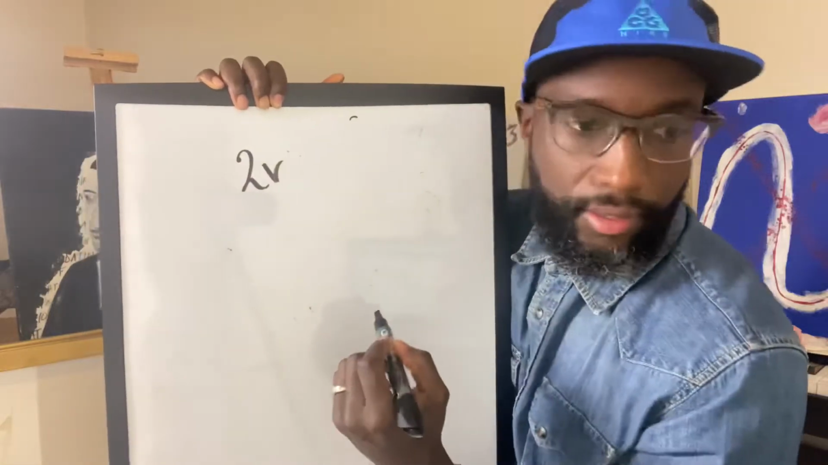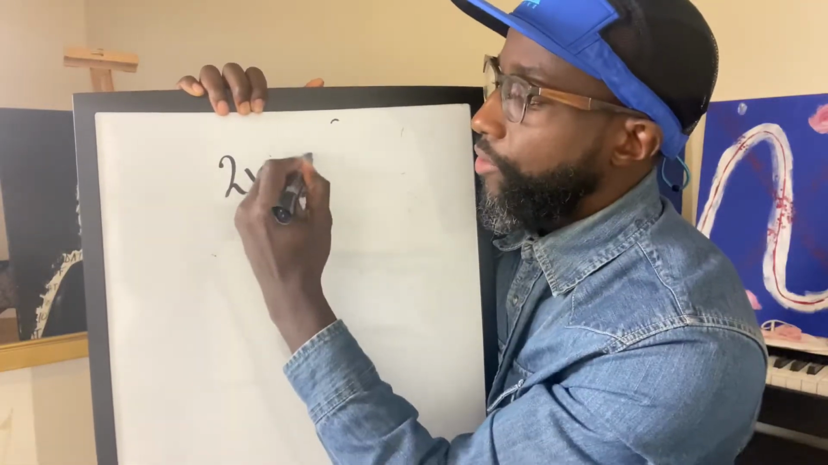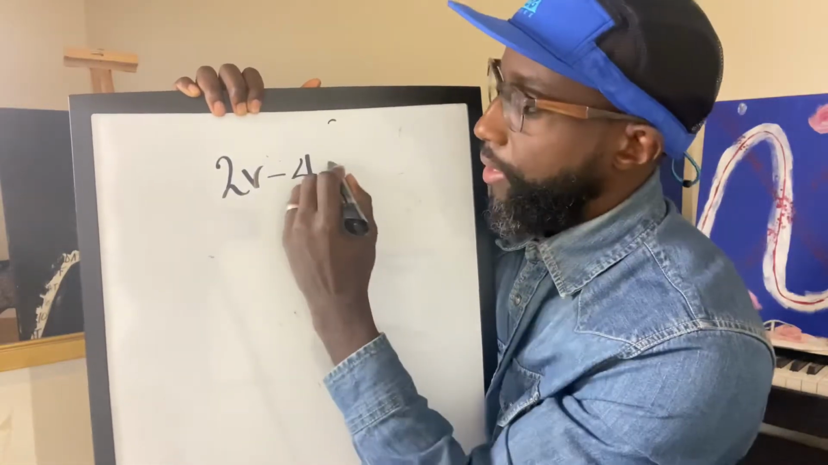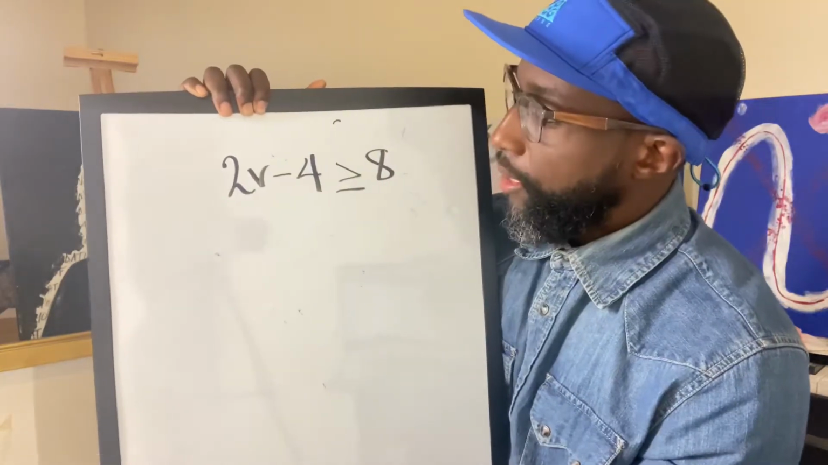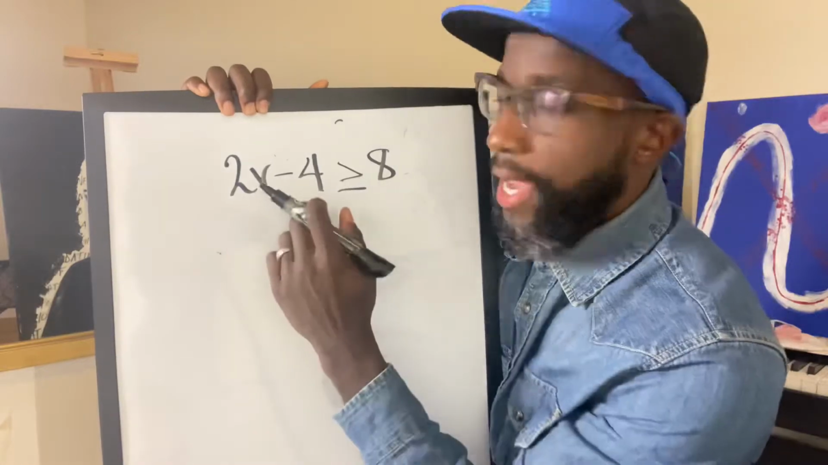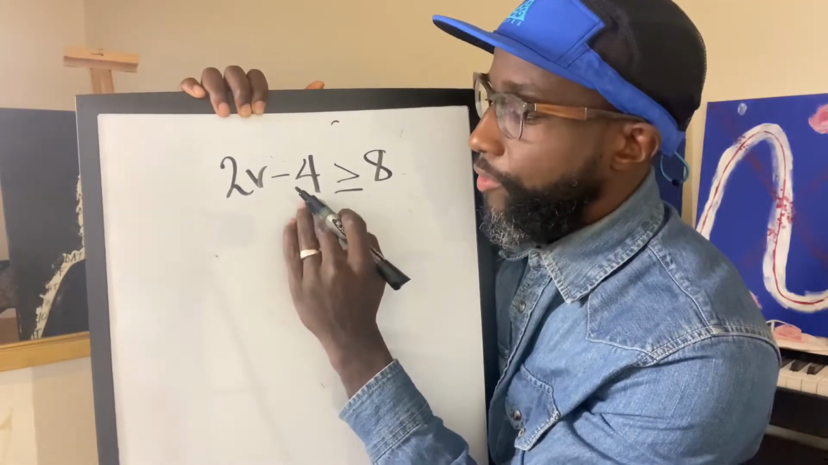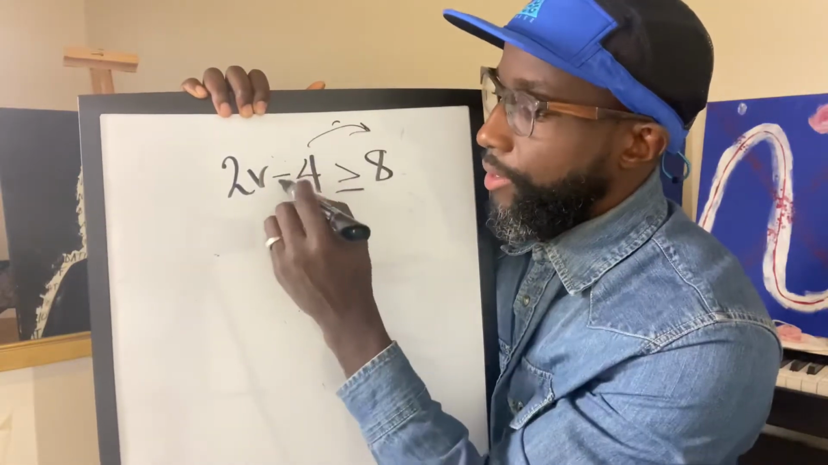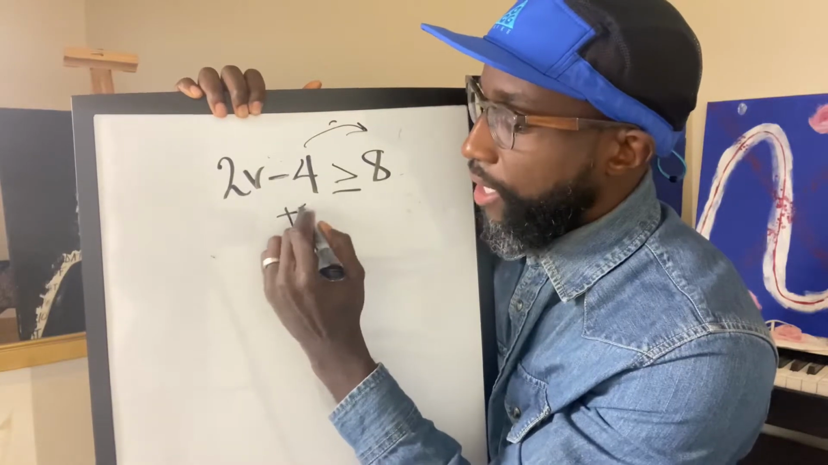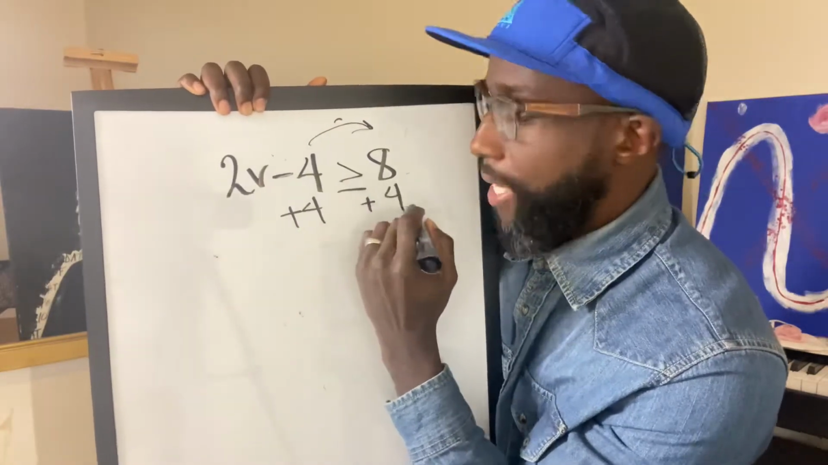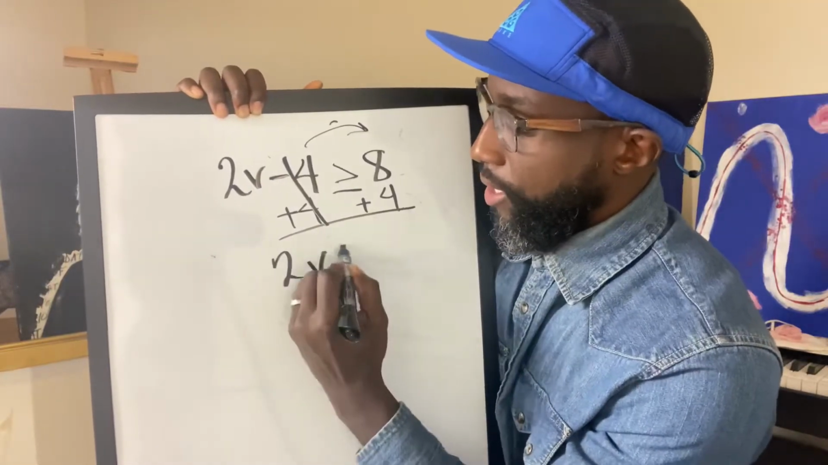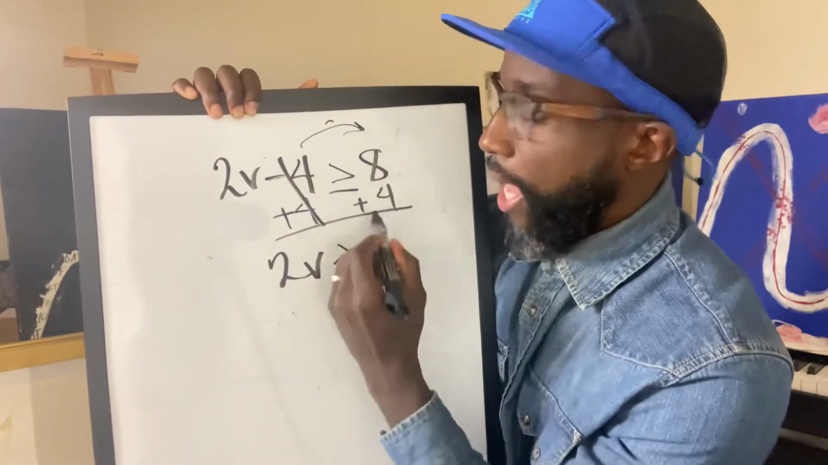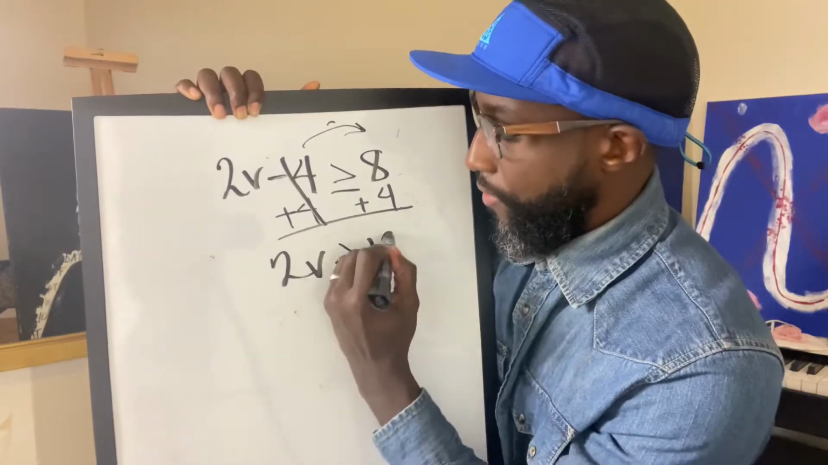2v minus 4 is greater than or equal to 8. First thing again, isolate the variable. We have to move this term over to this side. Because this is minus, we apply the inverse operation. It cancels, and we get 2v is greater than or equal to 8 plus 4, which is 12.